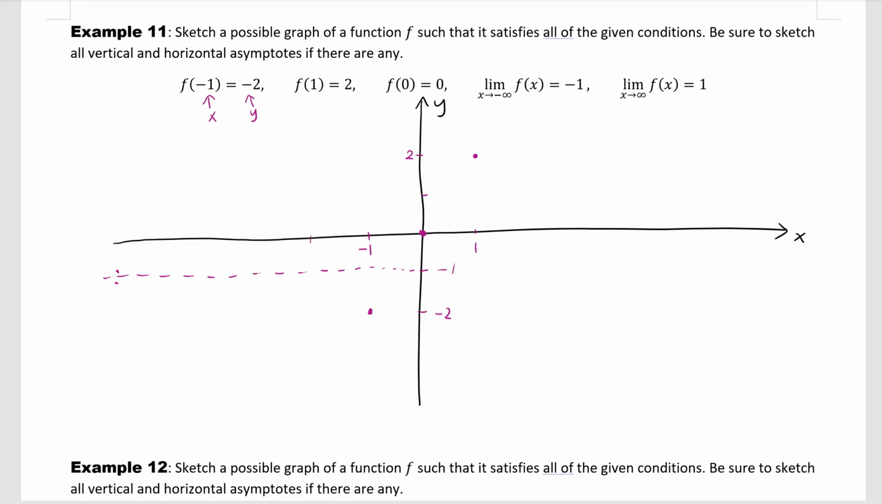And then the next information, when x goes to infinity, the y is approaching 1. So 1 is right here and we have a dashed line there. So how do we approach the line? We can approach from the top or the bottom. So let's draw two small dots there and we will see which way makes more sense when we connect all the dots together. So now we have put down all the information. We can connect the dots together.